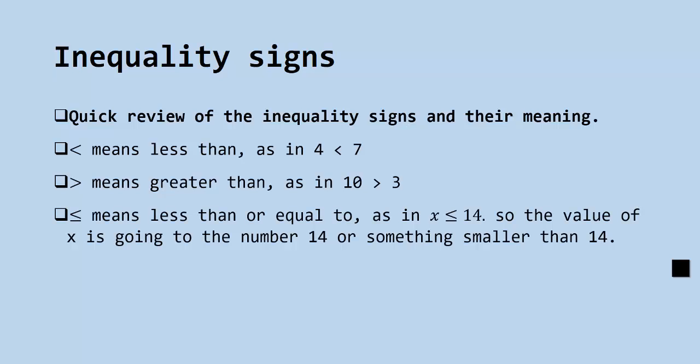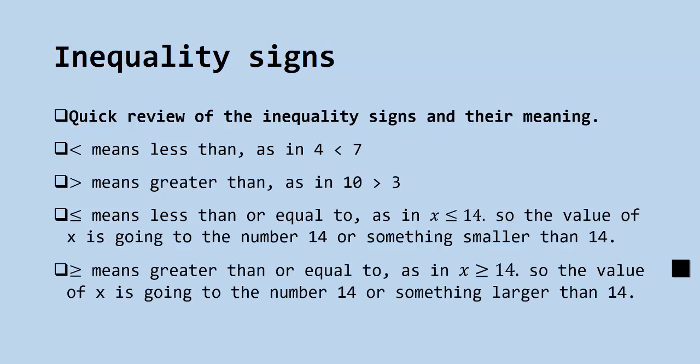This symbol means less than or equal to, as in x is less than or equal to 14. So the value of x is going to be the number 14 or something smaller than 14. And our last symbol means greater than or equal to, as in x is greater than or equal to 14. So the value of x is going to be the number 14 or something larger than 14.